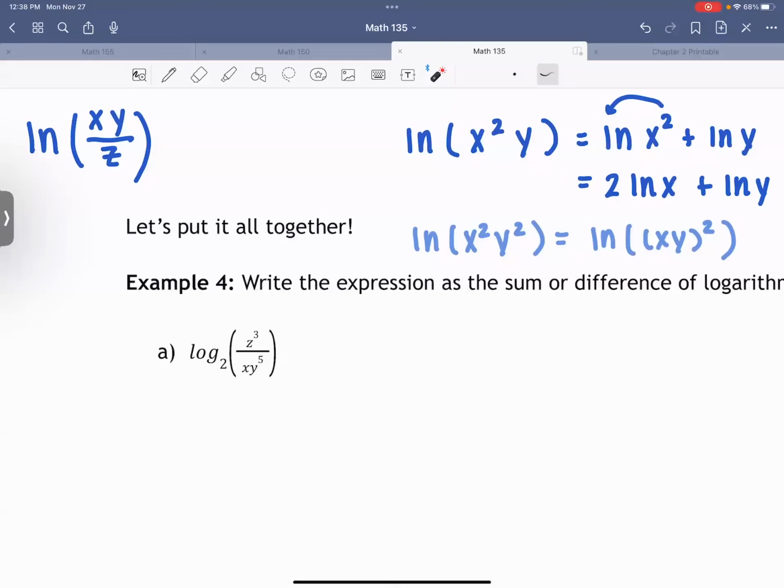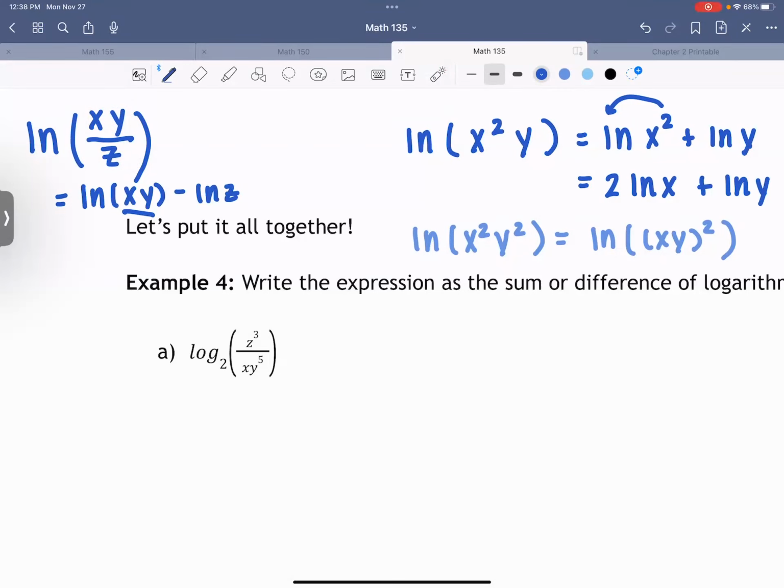Okay, and the reason is because the multiplication is only between the x and the y. It's not the entire thing, right? What's really happening in this is we have something big divided by another something big, right? So I can't split up the multiplication until I get the multiplication on its own, if that makes sense. Okay. So since the entire thing is really just this big division sign, I would split up the division first, ln xy minus ln z, and then I would split up the xy. Okay. So we'll just do some examples.